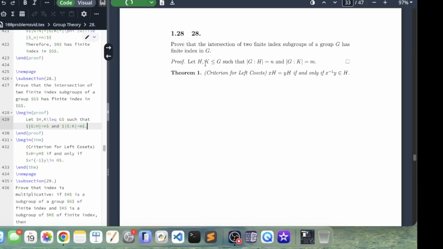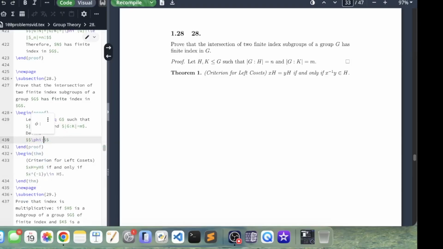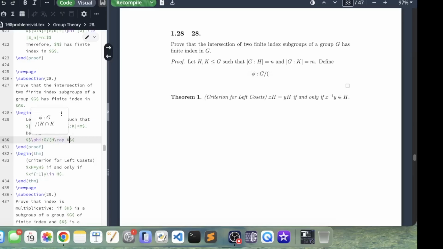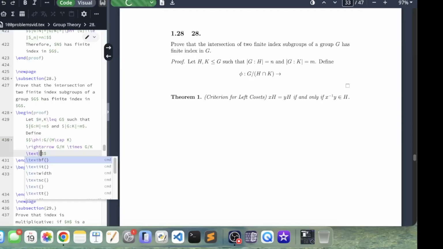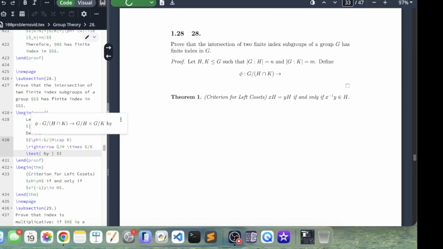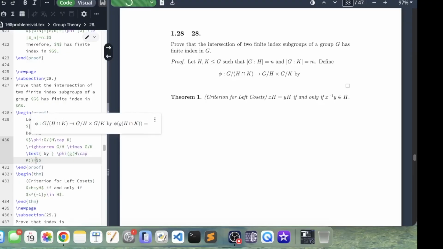So we have two subgroups of G that have finite index in G. Define phi from G modded out with H intersect K, where we want the intersection of the two finite index subgroups, to G modded out with H cross G modded out with K. Defined by phi of a left coset of H intersect K mapping to GH, comma GK.